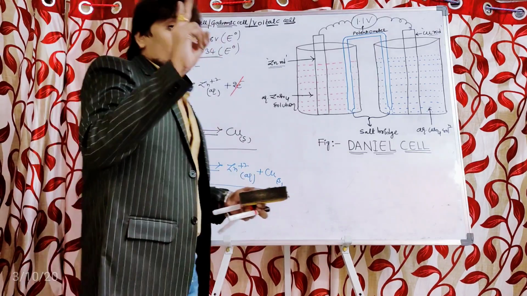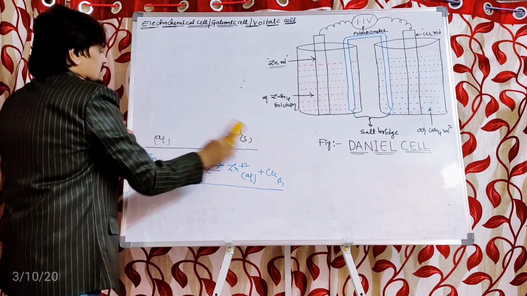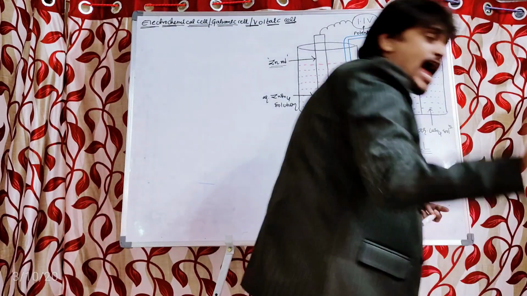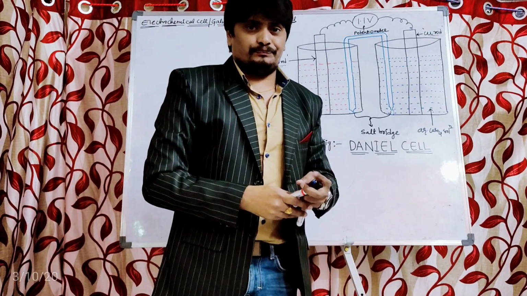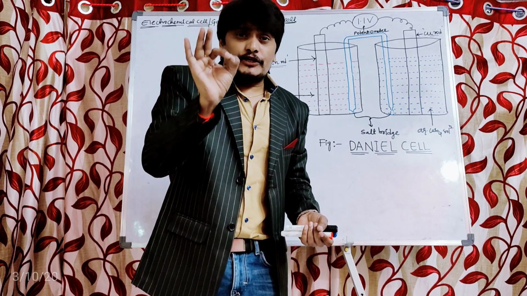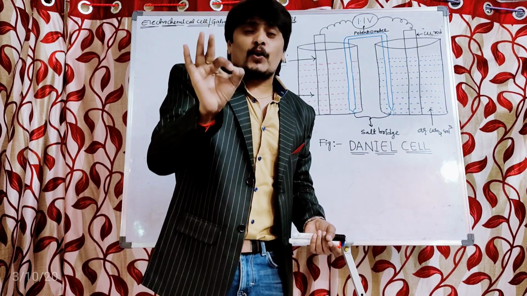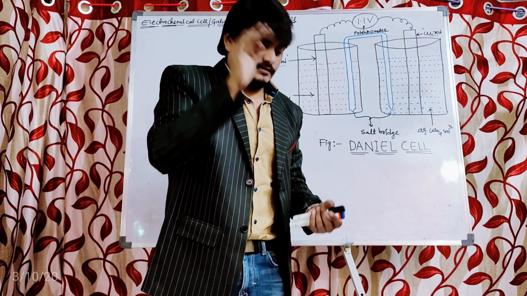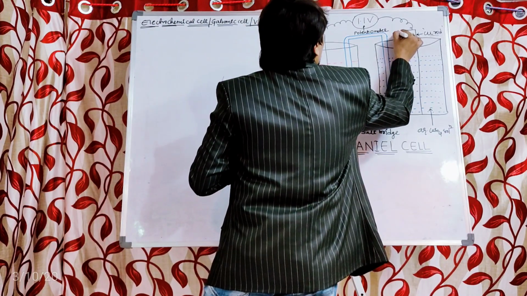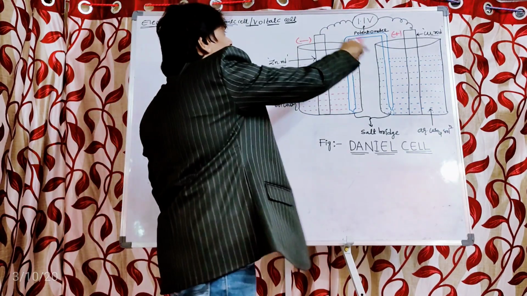Now we have to discuss two things. The first is what we generally know: anode is positive, cathode is negative. But during the functioning of an electrochemical cell, anode is negative and cathode is positive. Why it is so, we have to discuss. Generally it is reverse, and this is applicable to the battery as well.